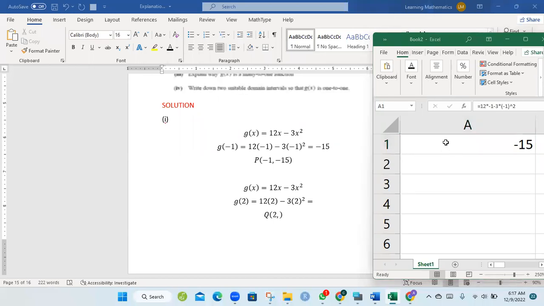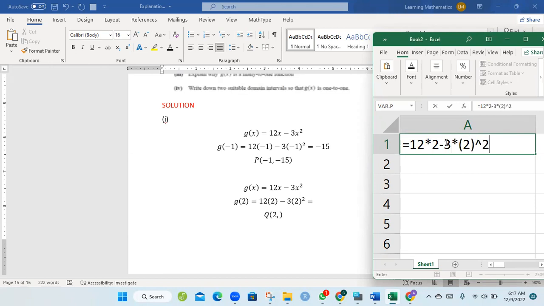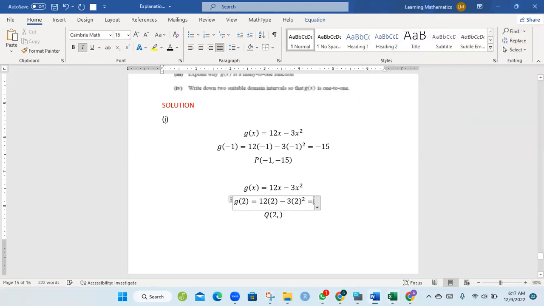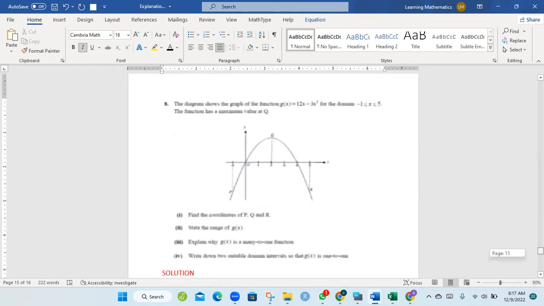So the y coordinate of q is equal to 12 times 2, subtract 3 times 2 raised to the power of 2. So the y coordinate of q is 12. So the coordinates of q are (2, 12). We have to repeat something similar for p.